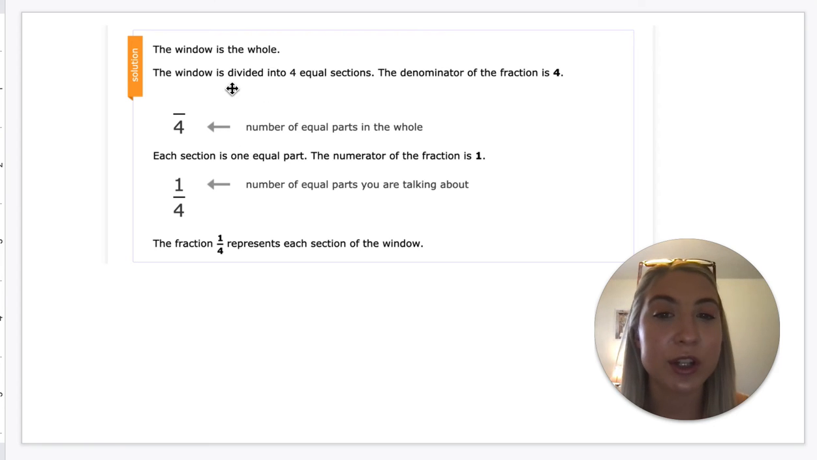So remember, the window is the whole. The window was divided into 4 equal sections. So the denominator of the fraction is 4, the number of equal parts in the whole. Each section is 1 equal part. So the numerator of the fraction is 1, the number of equal parts we're talking about. So again, the fraction 1/4 represents each section of the window, one part out of a total of 4 parts.